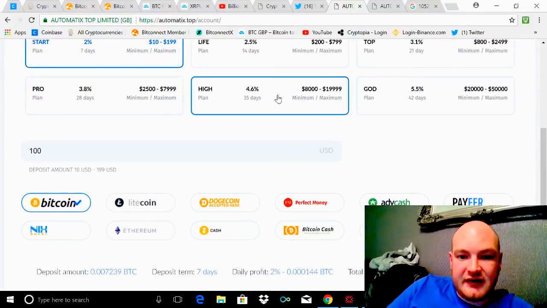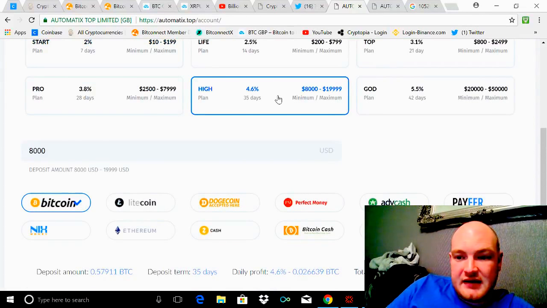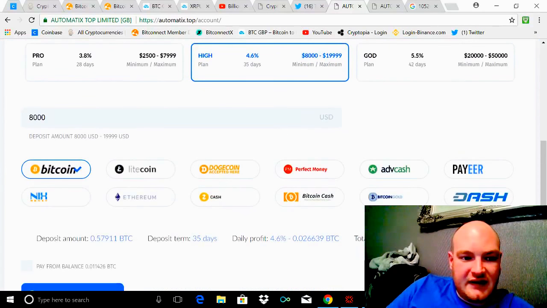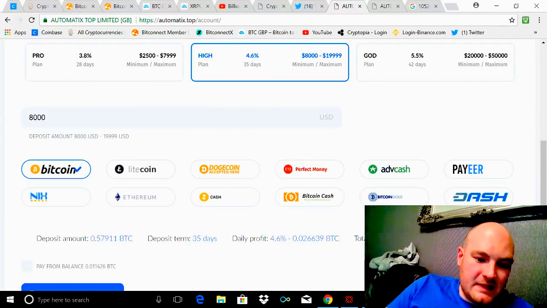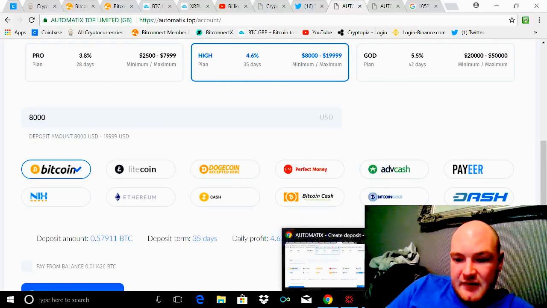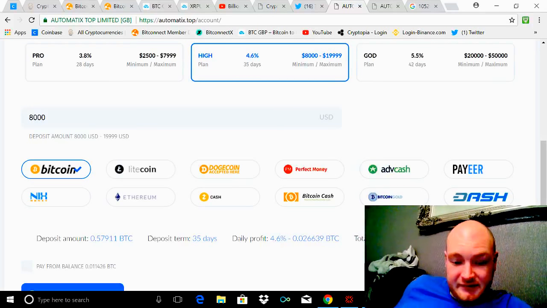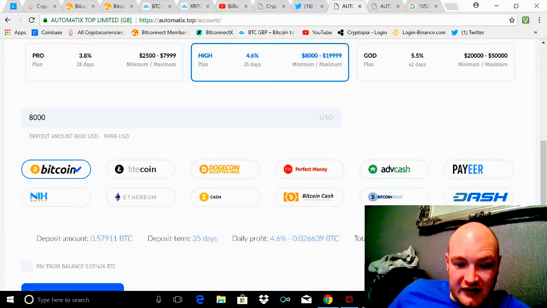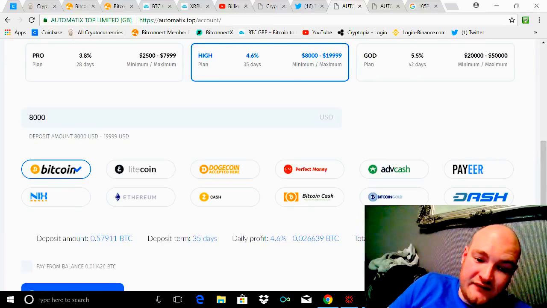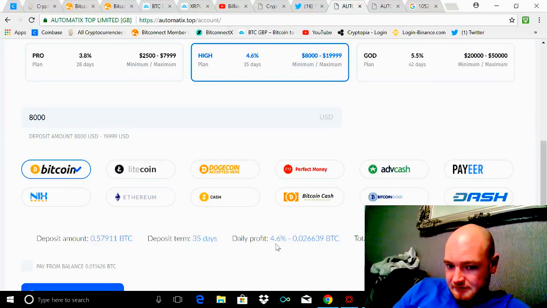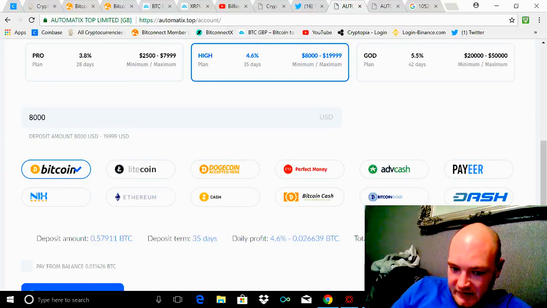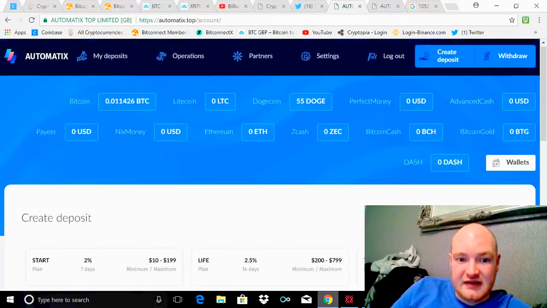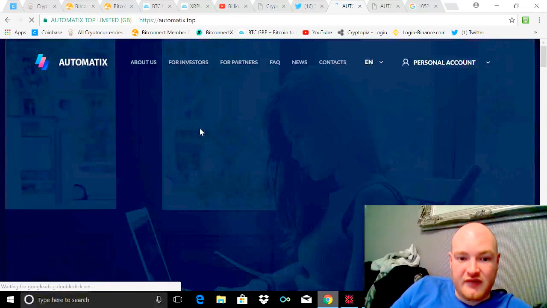So let's just select this. So it's the high plan. It'll be locked in for 35 days. I'll do the 8,000 in Bitcoin. So 0.57911 BTC is then giving me back 1.5 BTC, which is a great profit for the 5 weeks it will be locked in. My daily profit will be 0.026639 BTC. If we just go to the calculator, we'll roughly work out that.